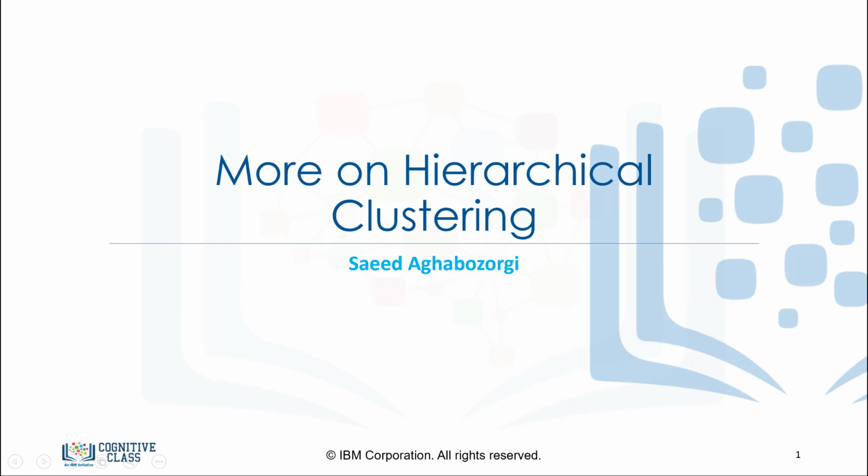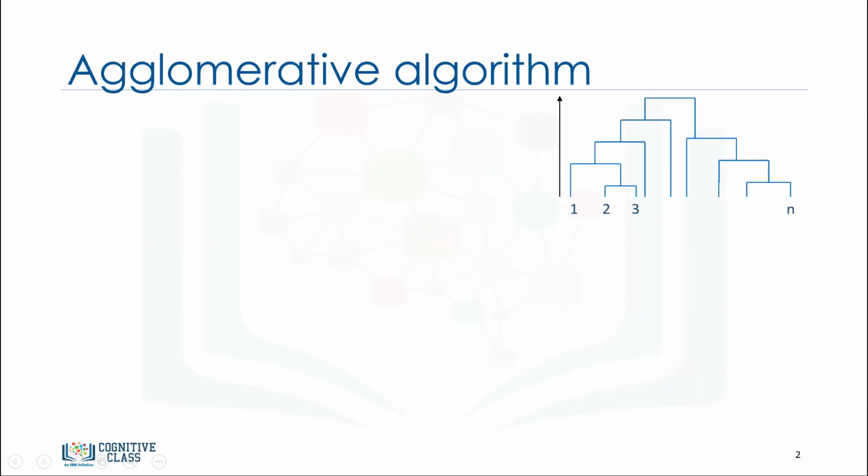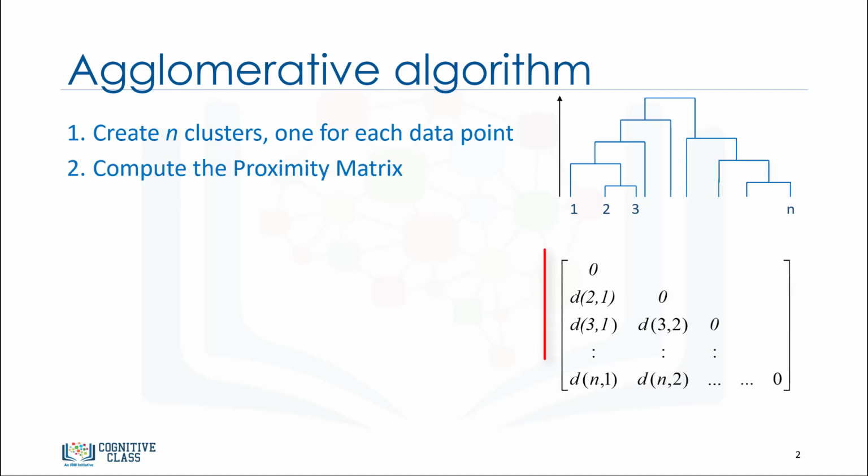Let's get started. Let's look at agglomerative algorithm for hierarchical clustering. Remember that agglomerative clustering is a bottom-up approach. Let's say our data set has n data points. First, we want to create n clusters, one for each data point. Then, each point is assigned as a cluster. Next, we want to compute the distance proximity matrix, which will be an n by n table.